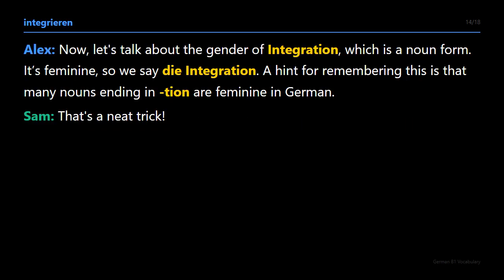Now, let's talk about the gender of Integration, which is a noun form. It's feminine, so we say, Die Integration. A hint for remembering this is that many nouns ending in Tion are feminine in German. That's a neat trick.